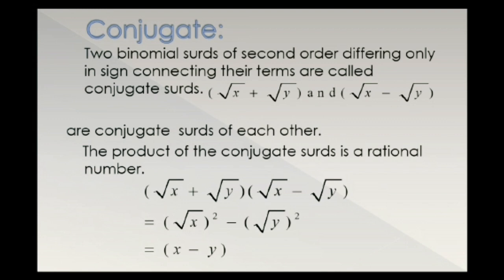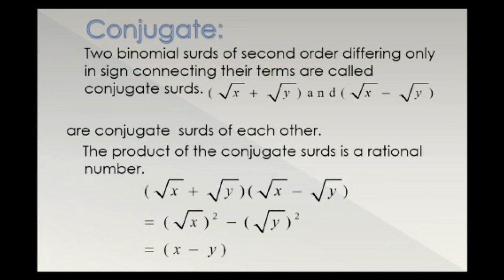Binomial surds of second order means it has an under root, and the under root is equal to the power 1 by 2. So this is called second order. You can see here under root x plus under root y. This is a binomial surd. Whenever you find its conjugate, you just change the symbol between these terms. Under root x plus under root y will be converted into under root x minus under root y. Terms will remain as they are, just change the symbol.